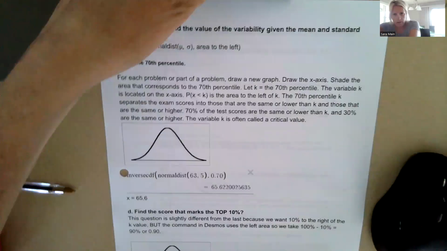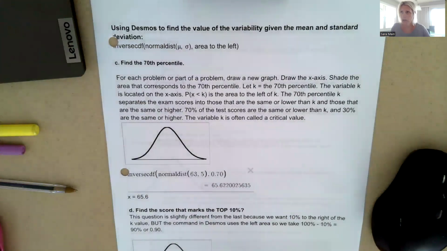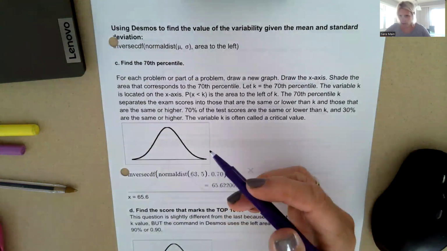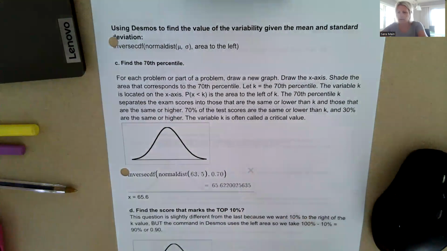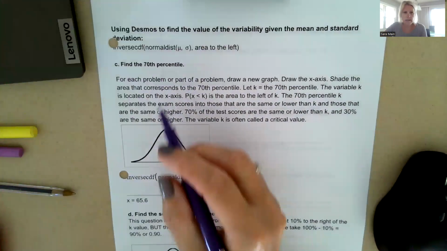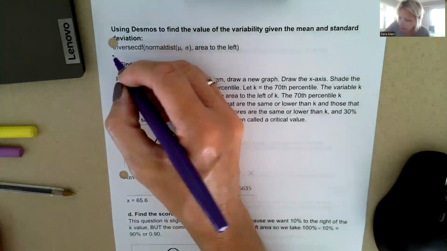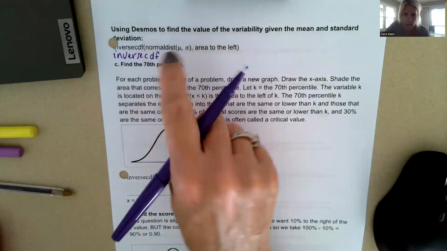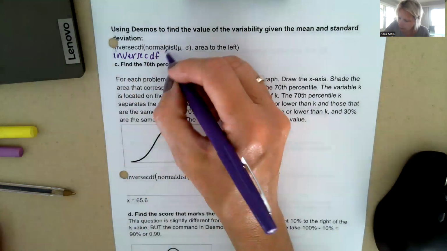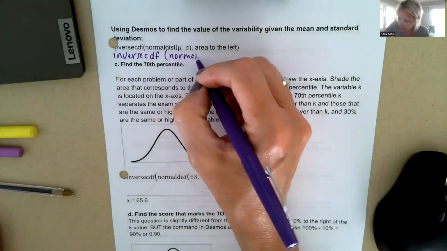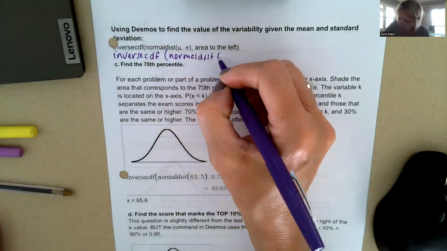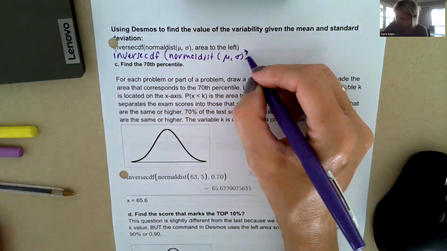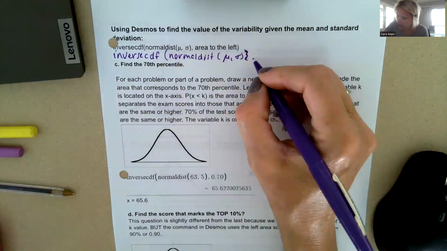And sometimes we know the area or we know the percentage or percentile that we're looking for, but we want to know the value that goes with that. Like, for instance, the score on the exam. So in that case, in Desmos, we're going to use the command inverse CDF. So your paper should say inverse CDF. So we want to do the inverse of this, normal dist, given the mean and the standard deviation. And then it should be the area.